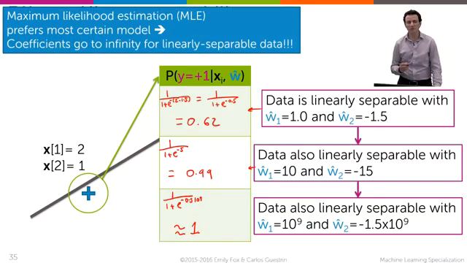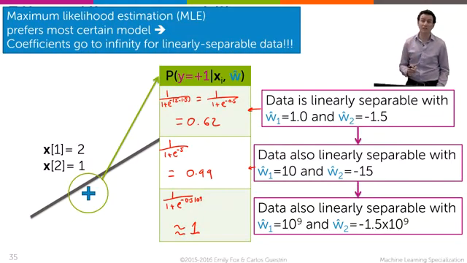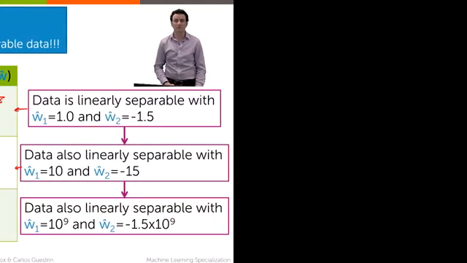However, maximum likelihood estimation prefers models that are more certain, and so it's going to push the coefficients to be infinite for linearly separable data because it just can. So it's going to be pushing to be larger and larger and larger until basically they go to infinity. So that's a really bad overfitting problem that happens in logistic regression.